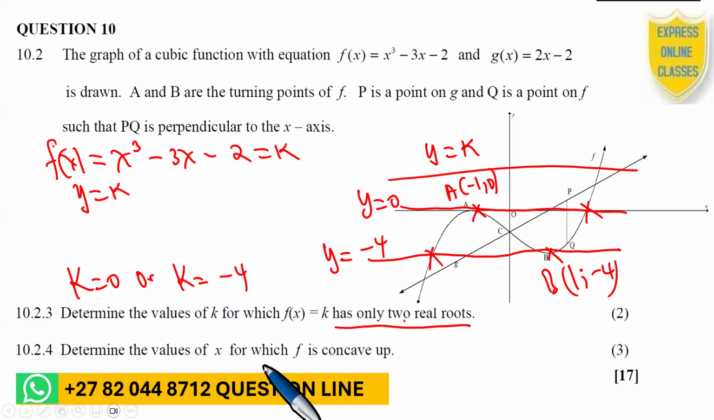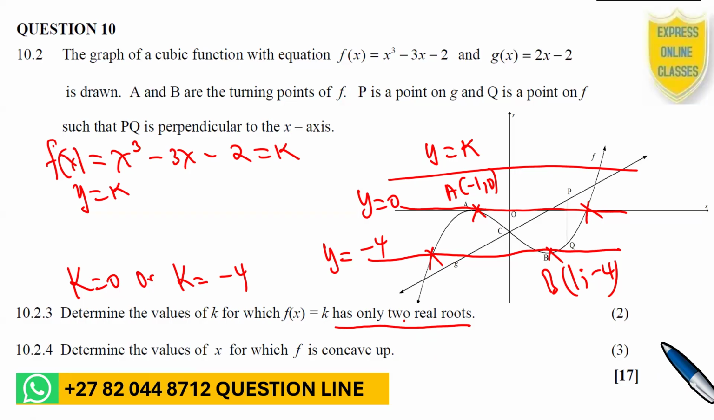Determine the values of x for which f is concave up. Okay, now we have 3 minutes for the 3 marks.